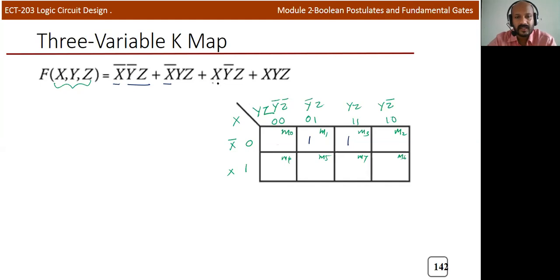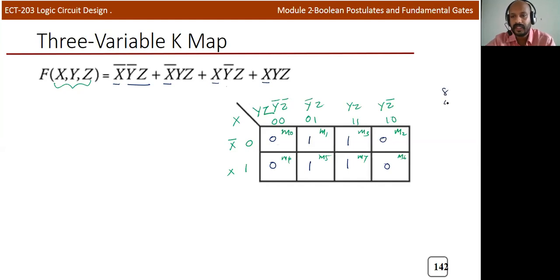And x y bar z means second row, and y bar is set means second column. So here you will put 1. And the last term x y z: x means second row, y z is in the third column, so 1. Other cells you will mark as 0. Now we need to group these ones.